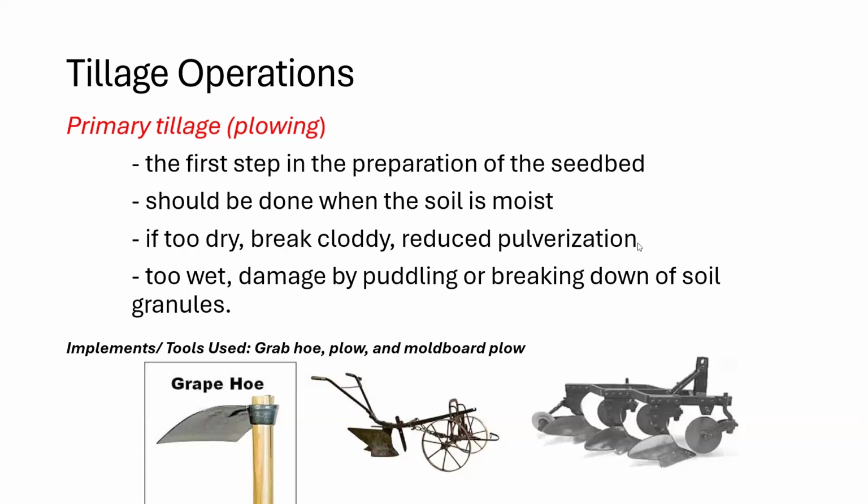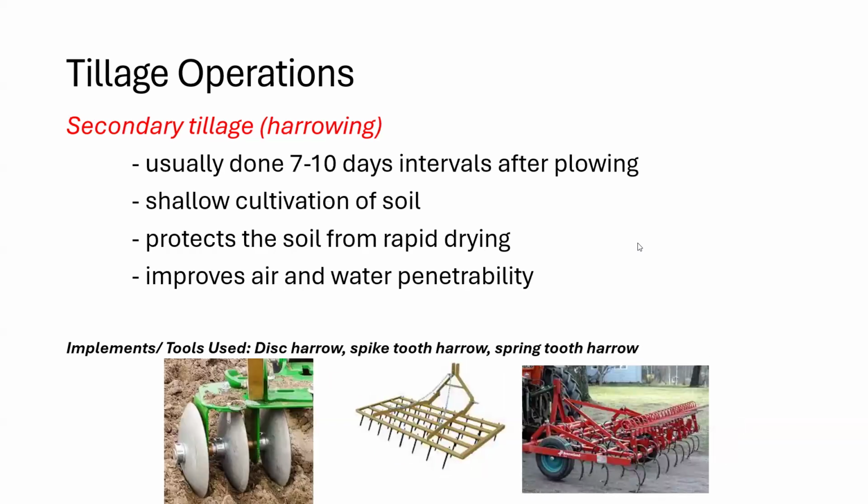Then, the other tillage operation, we have the secondary tillage. So, under secondary tillage is harrowing. So, harrowing is usually done 7 to 10 days intervals after plowing. So, 7 to 10 days interval daw after plowing. It is shallow cultivation of soil, and take note that it is less aggressive than the primary tillage.